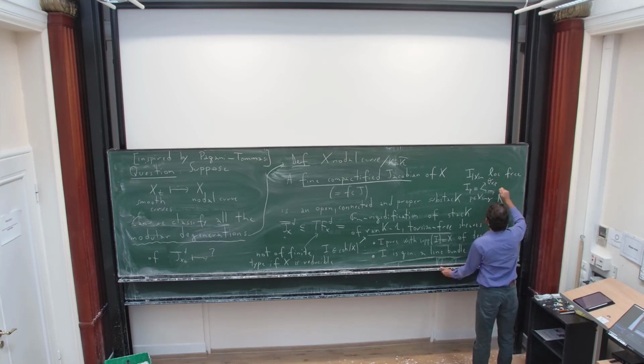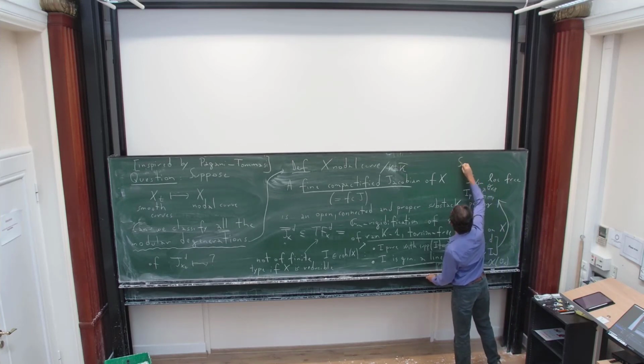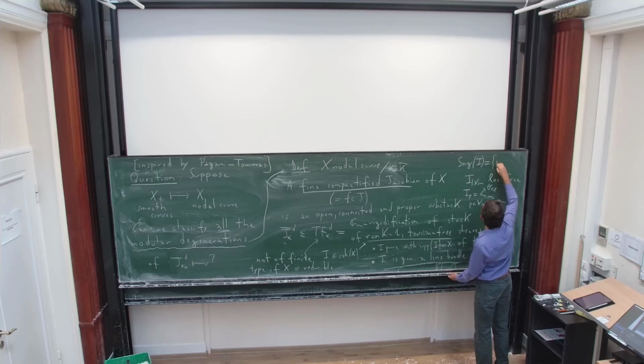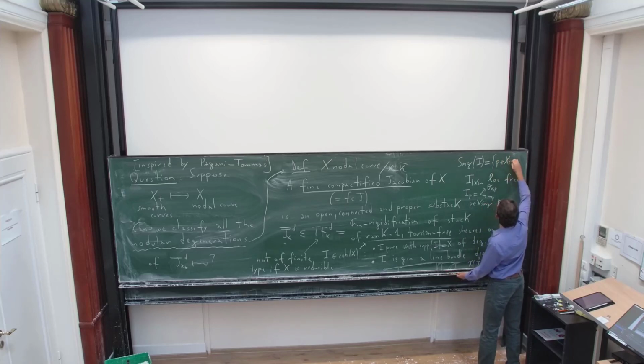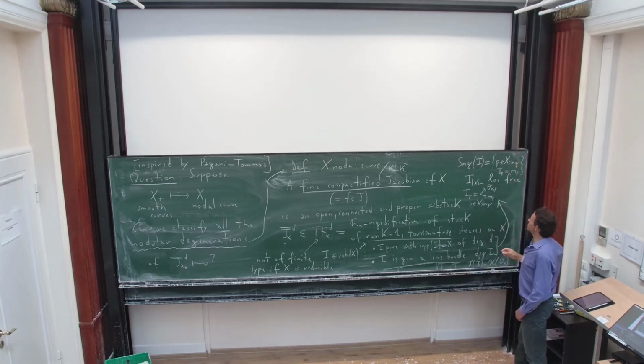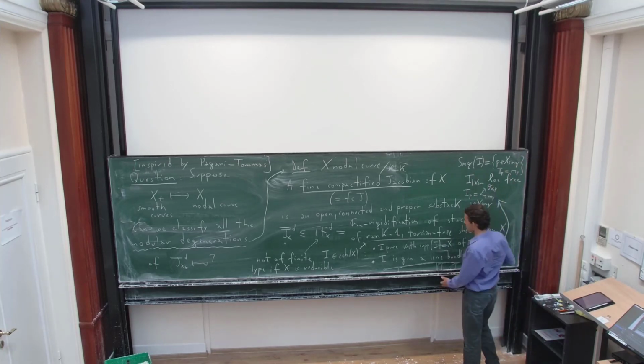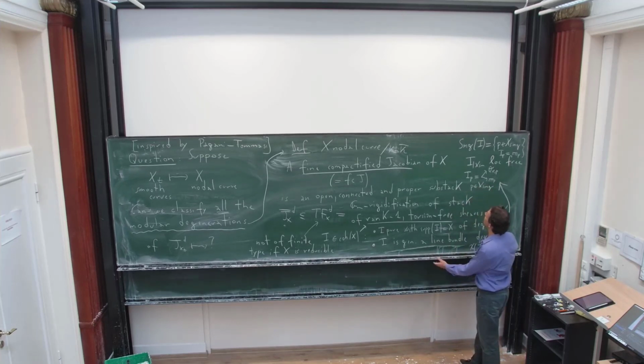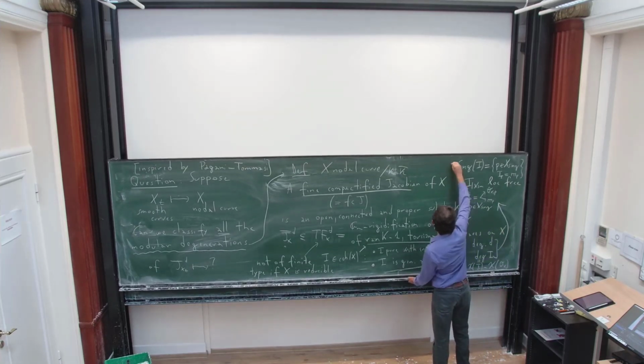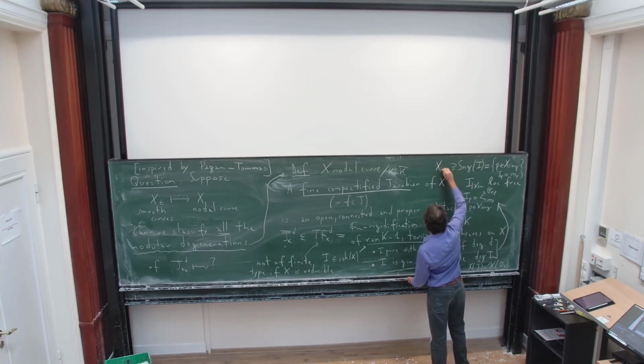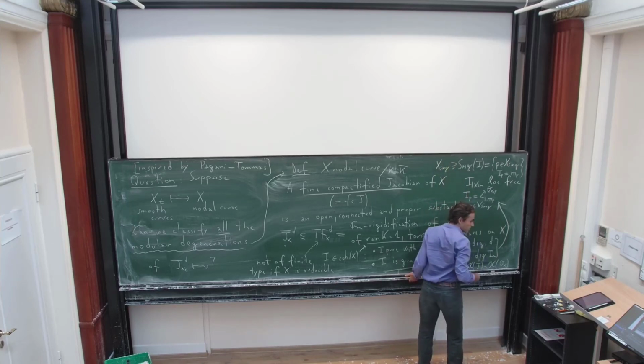And then I define the singularity of I, the set of all the nodes such that the stalk of I at P is isomorphic to the maximal ideal. So the set of points where the sheaf is not locally free is called the singularity locus of this I. So this is a subset of the set of nodes of my curve.